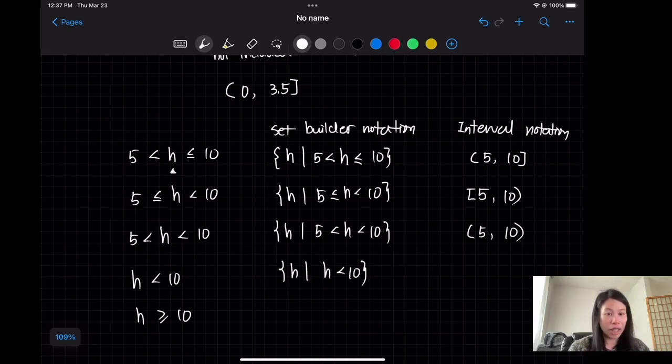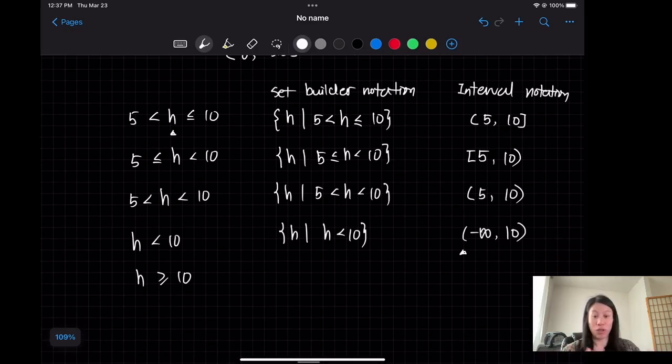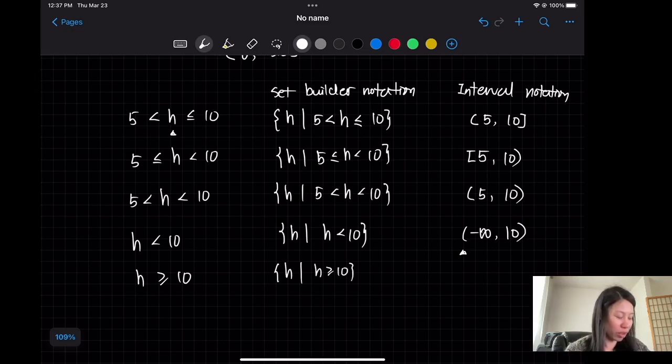What does that mean? H is less than 10, that means everything starting from negative infinity to 10. Since infinity, you can't include infinity, right? If you could include infinity, then we wouldn't call it infinity. So think about that. So that means infinity shouldn't be included. For the next one, h greater than or equal to 10, the interval notation should be from 10 to positive infinity. So here are the notations.